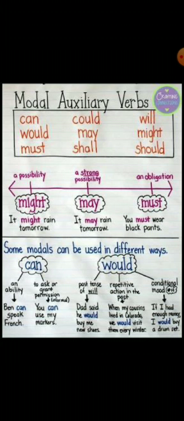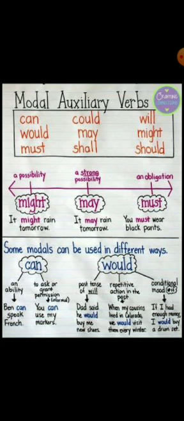Next, should. Should is the past form of shall. Shall we always use as future tense. So, should is a past form of shall and it is used to indicate duty and advice. For example, mother said that we should fight. Or we can say, we should not cut green trees, we should save our environment, we should respect our parents, etc.